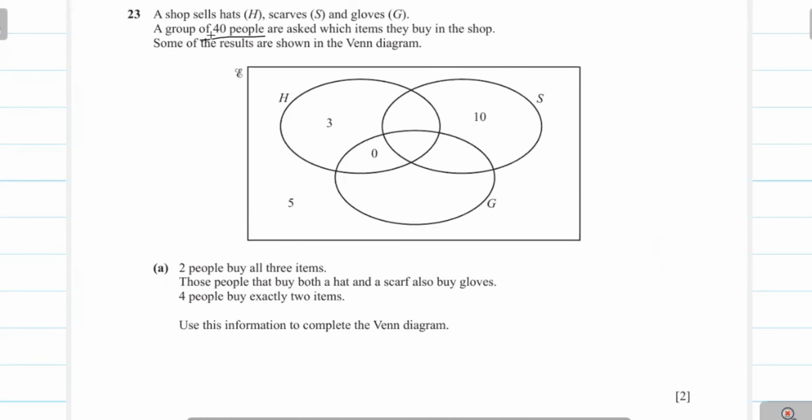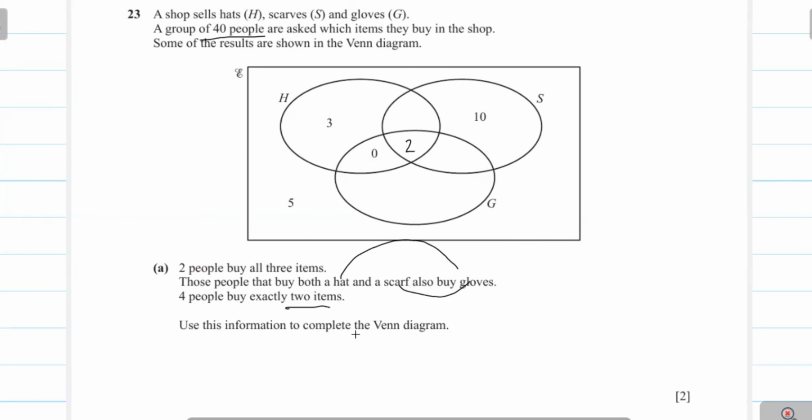Question 23. A shop sells hats, scarves, and gloves. 40 people are asked which item they buy. Some of the results are shown in the Venn diagram. 2 people buy all 3 items. You see here all 3 items are given in this region where the scarf, gloves and hat meet. Next, those people who buy hat and scarf also buy gloves. 4 people buy exactly 2 items. It means that it could be hat and gloves, or scarf and gloves. You see here hat and gloves is 0.